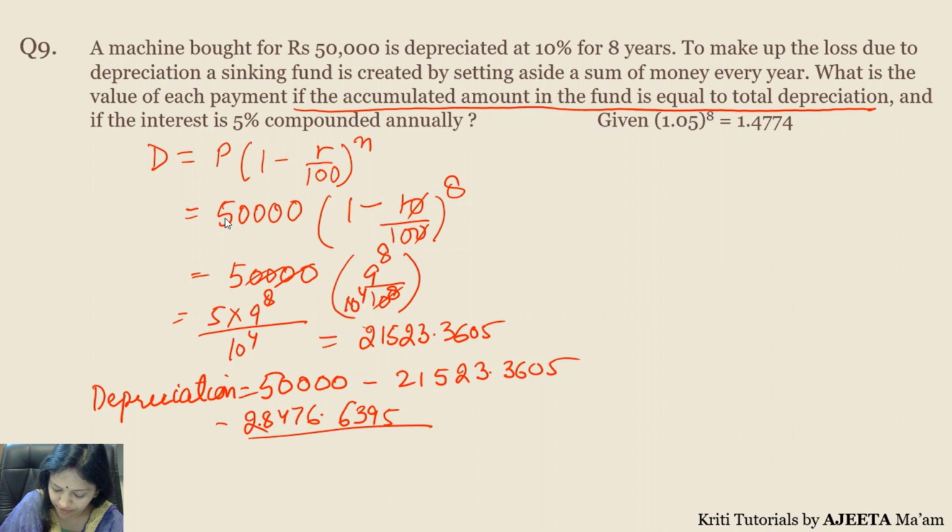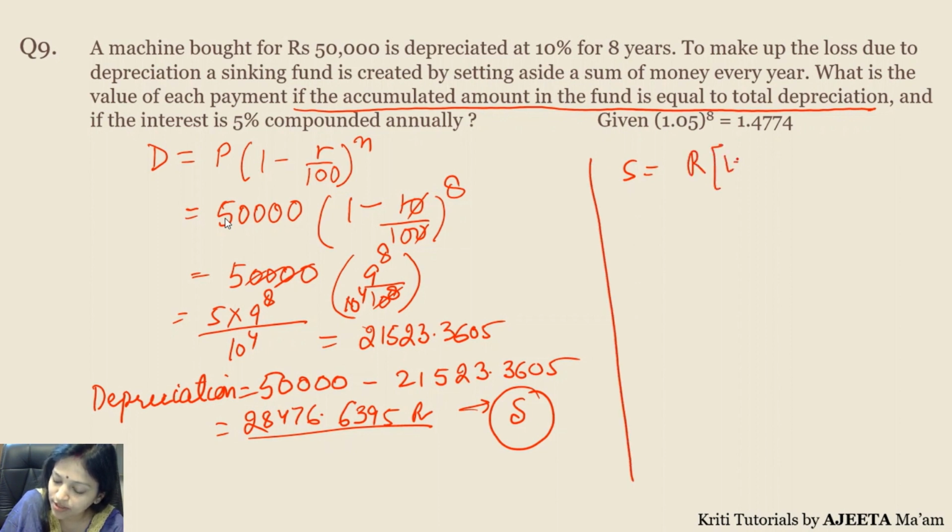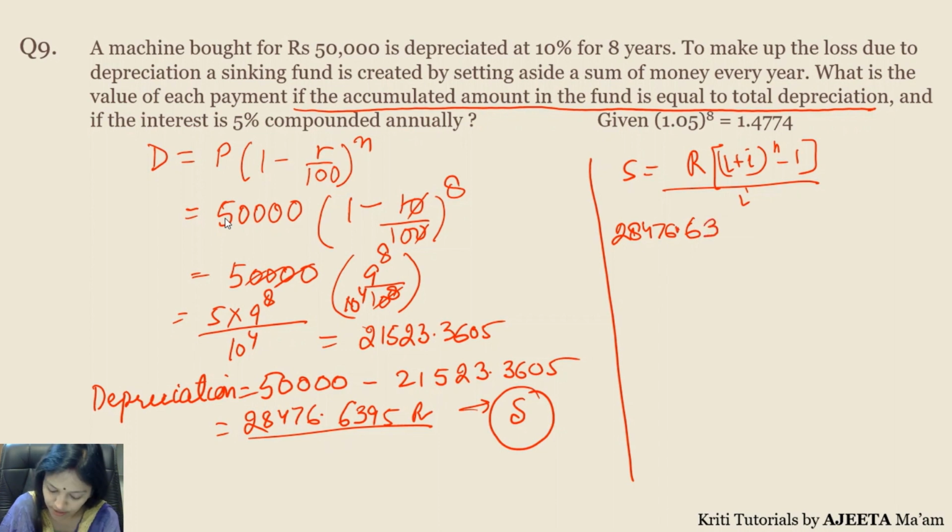Now we have subtracted and we are getting this. Now this has to be your S. That is the amount that you need after 8 years. Right? So S is R times (1 plus I) raised to n minus 1, upon I. So what is your S? 28,476.63. Correct? Now what is your R that we have to calculate?